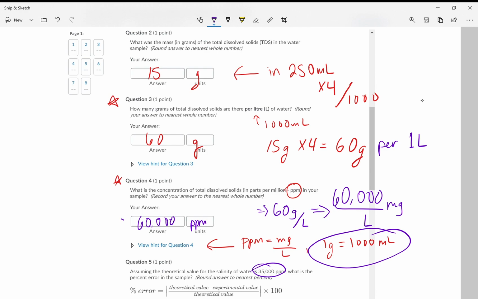Guys, all you have to do for question 5 is to put this answer in. This answer is your experimental value. So you can just put it in the equation that I gave you below. So I hope that helps. Good luck with the rest of your lab.